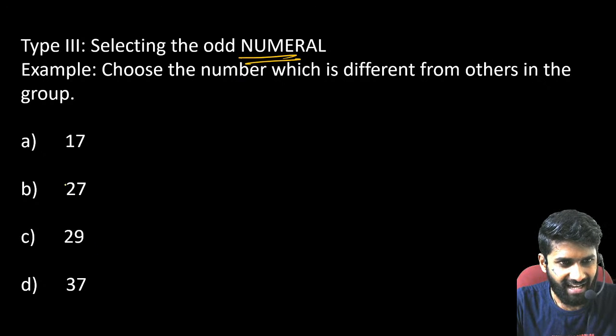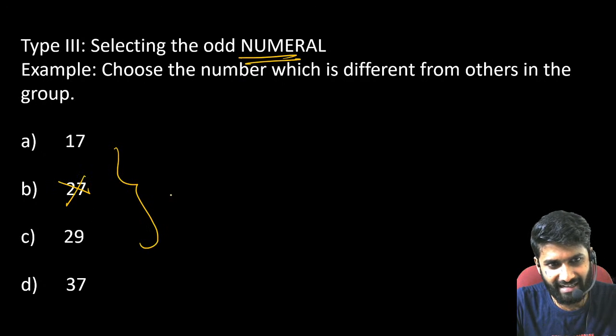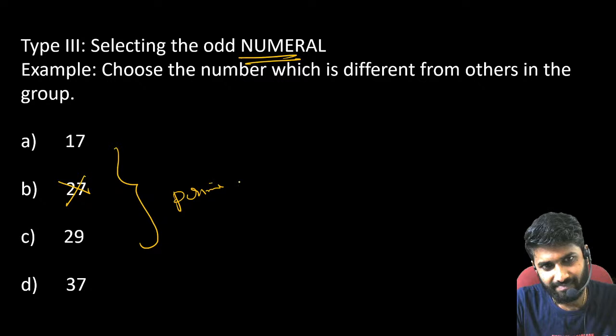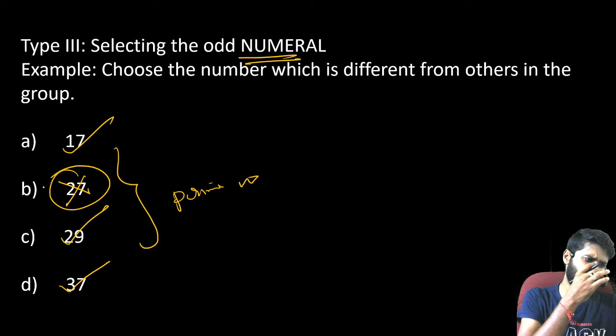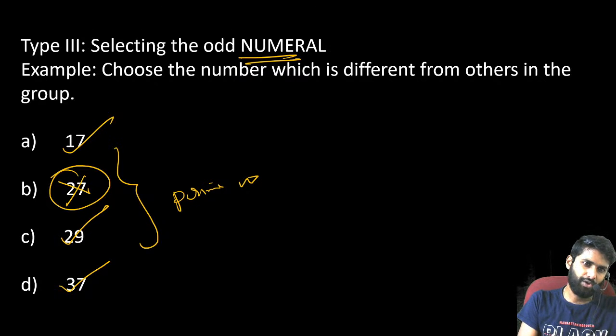29. Guys, except 27, the remaining are prime numbers. 17 is a prime number, 29 is a prime number, 37 is a prime number, but 27 is not a prime number. Why are you choosing 29? Tell me that first of all. Why are you choosing it? Oh, the units place is a 7. That is wrong.